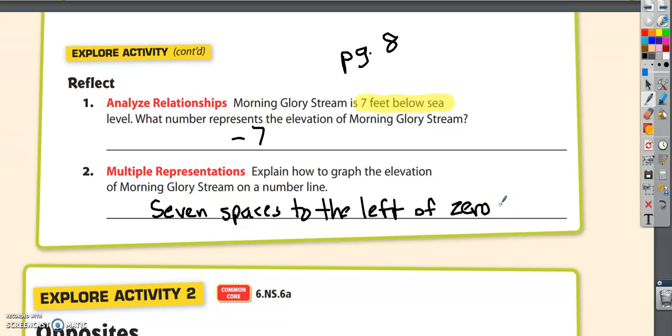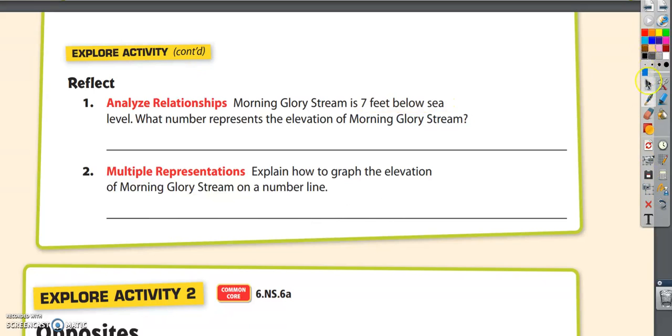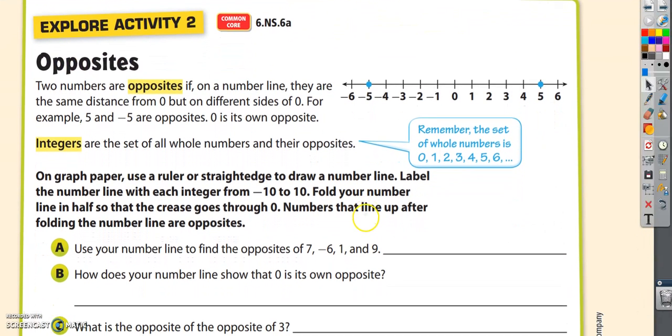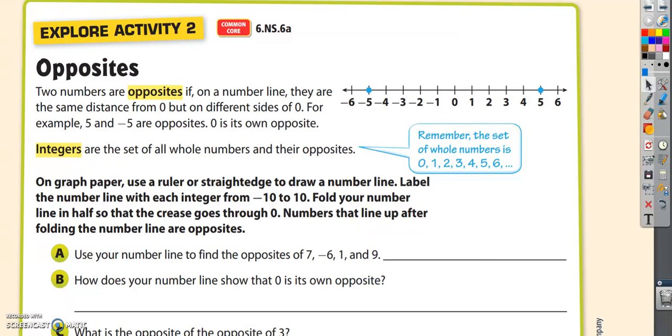Okay, well, we'll go ahead and move on to the Explore activity. So I will move up. And this Explore activity actually requires that we learn a couple new words here, opposites and integers. So let's go ahead and read this. We'll talk about these terms. And then you're going to have a chance to make a number line if you so choose. And then we'll answer some questions. Okay?